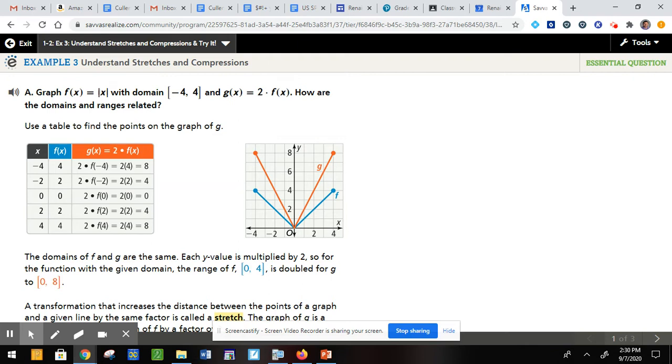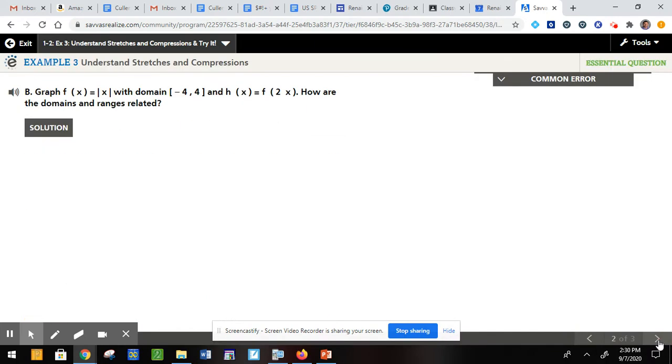This transformation is called a stretch because you are now stretching the function. It's moving up faster than it was. Okay? Let's take a look at the next part.